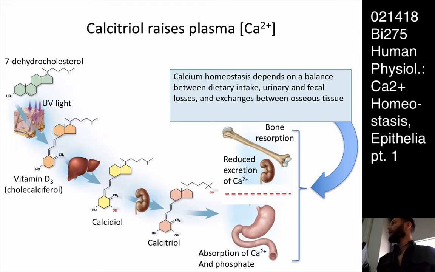we go. And what does that do? Well, the primary function of calcitriol is to increase nutritional absorption of calcium at the gut, and phosphate as well. In conjunction with the activity of parathyroid hormone at bone on the osteoclasts and osteoblasts, and on the reduced excretion of calcium at the kidney, we're going to raise plasma concentrations of calcium.